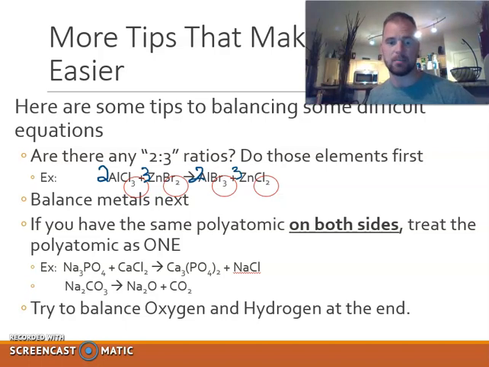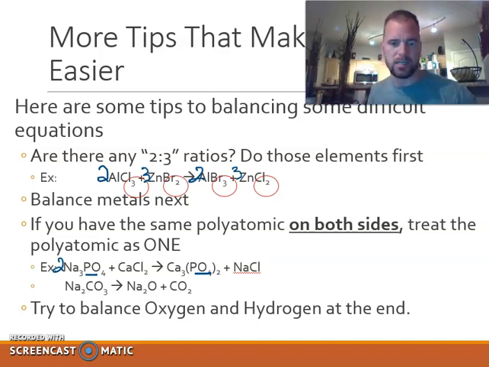Balancing metals next is my recommendation. Earlier I said make sure if you have the same polyatomic ion on both sides, treat it as one polyatomic. So for example, if I take a look right here, I have phosphate on the reactant side. I also have phosphate on the product side. So I'm not going to want to split that and say, okay, there's 1 phosphorus, there's 4 oxygens. Don't do that. Instead, I would just say, okay, there's 1 phosphate group right here, and then there's 2 phosphate groups over here. So how would I balance that out? Oh, I would put a 2 in front of here. That way, now my phosphates are balanced. So keep the polyatomics together if you can.